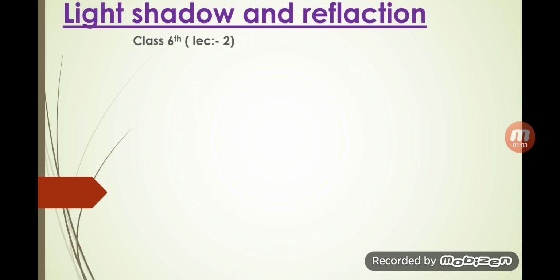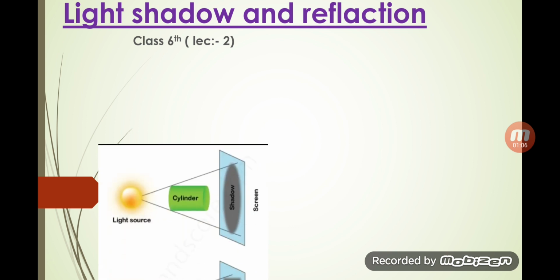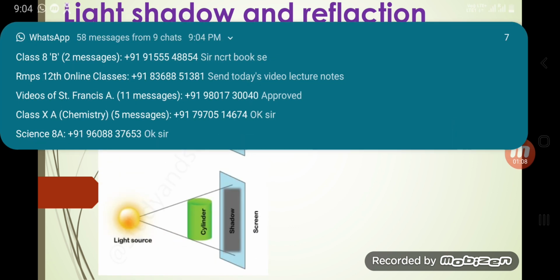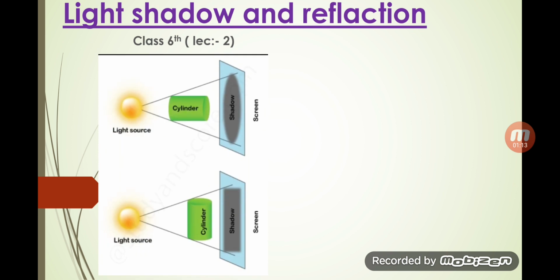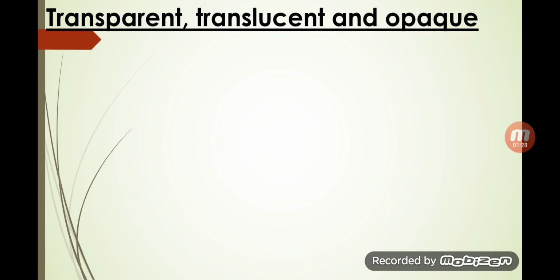Light, shadow and reflection. You can see a picture. The light is coming from a luminous body and it is falling on the screen, and you can see that shadows are forming there. So now let's start. Types of object: transparent, translucent and opaque. What is a transparent object?